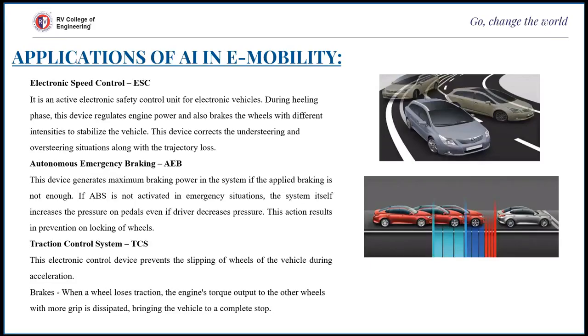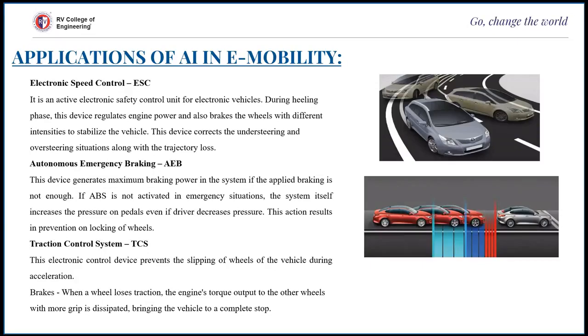Now AEB is very much advanced. There is an infrared camera system which detects when a car is approaching nearer to a car at a speed over 30 km per hour. It automatically alerts the driver when the car is too near to the other car and also applies the brakes forcefully to prevent an accident. Later, moving on to the traction control system.